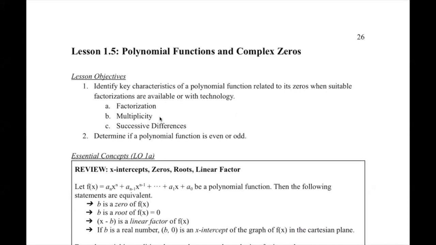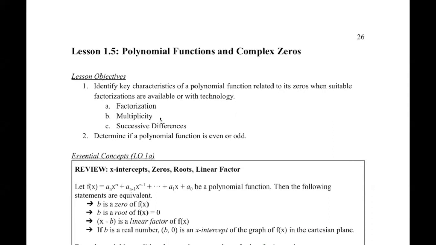This is AP Precalculus lesson 1.5, polynomial functions and complex zeros. Today we have two lesson objectives. Number one, identify key characteristics of polynomial functions related to their zeros when suitable factorizations are available or with technology.